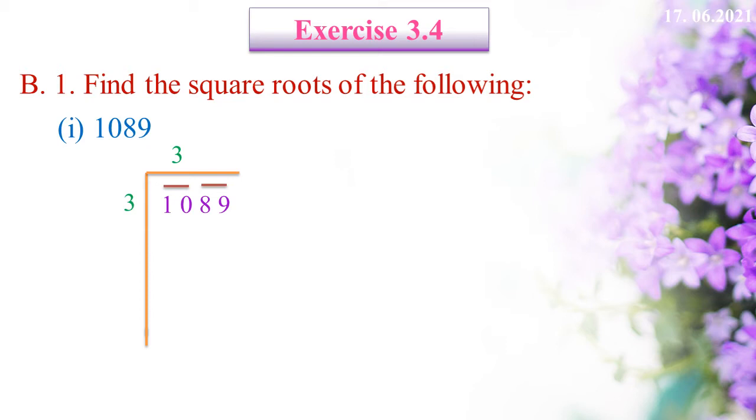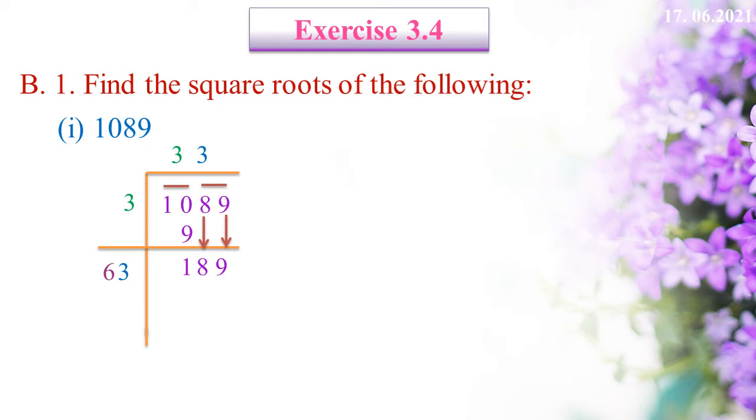Then multiply 3 and 3. We will get 9. Then we should subtract 9 from the first period 10. We will get 1 as the remainder. Then bring down the next period. So 189. Now obtain the new divisor by taking 2 times the quotient. On doubling the quotient 3, we will get 6 and annexing with it a suitable digit. Here the suitable digit is 3 and place 3 in quotient also.